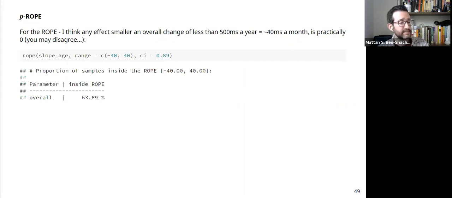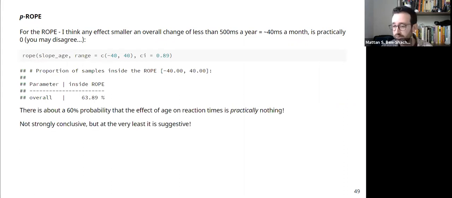And what we get is that 63% of the most probable values are null values, according to how I define the ROPE. Okay, so this isn't super convincing, but it's very, very indicative, right? It's saying that null values are more probable in the posterior than non-null values. It's very, very suggestive.